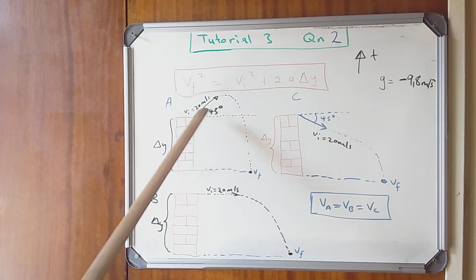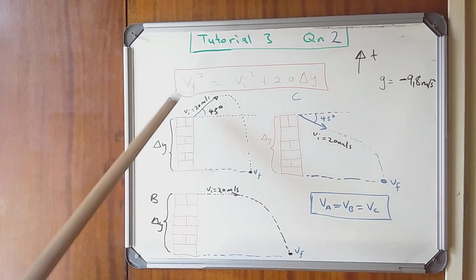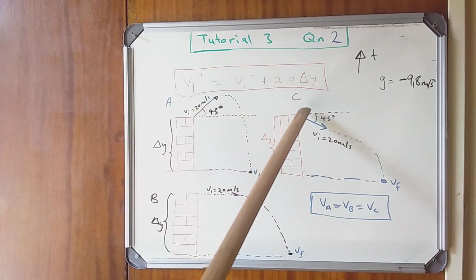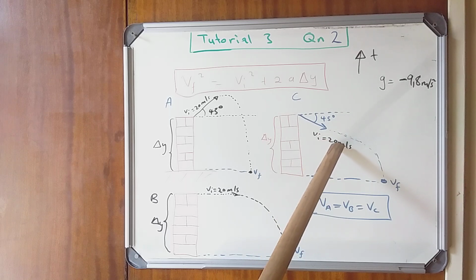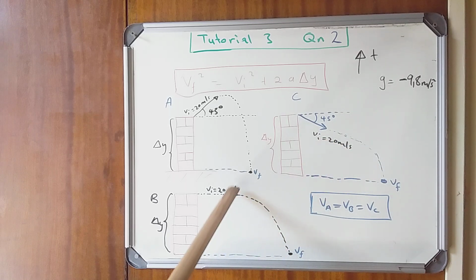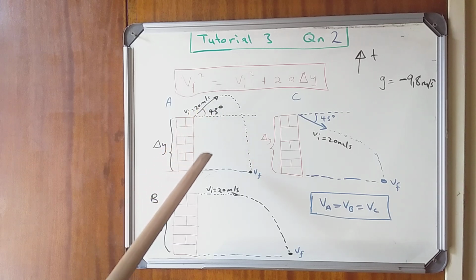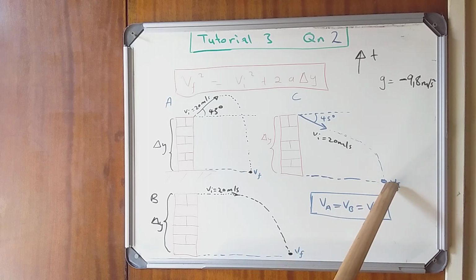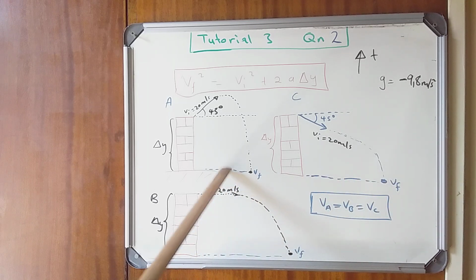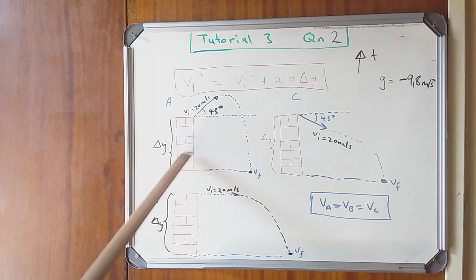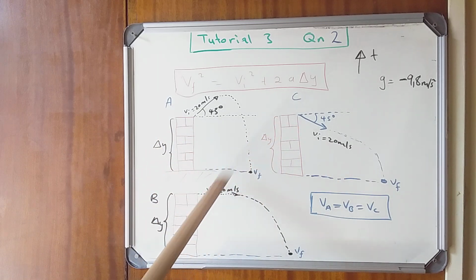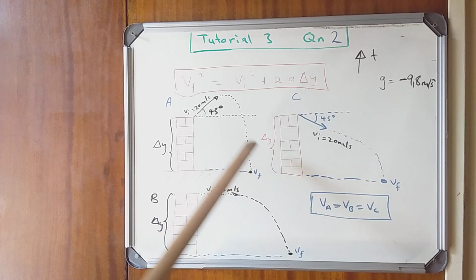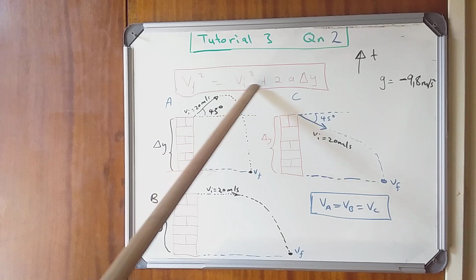So the initial velocity of all 3 balls was the same. It was 20 meters per second, 20 meters per second, 20 meters per second. We want to find the final velocity of all the balls just an instant before they hit the ground. We are told that they are thrown from buildings of the same height, so the change in y is the same. So our formula to find this final velocity is Vf squared equals Vi squared plus 2a change in y.